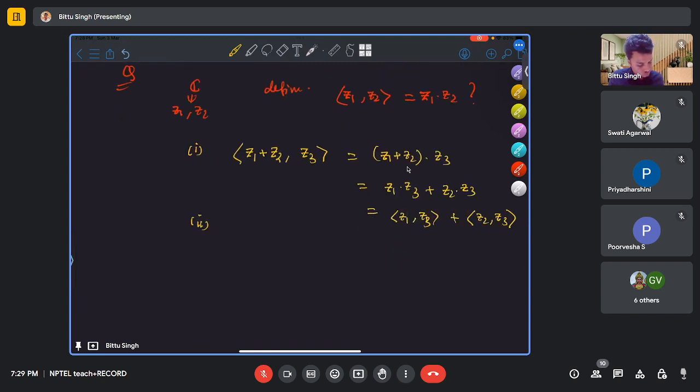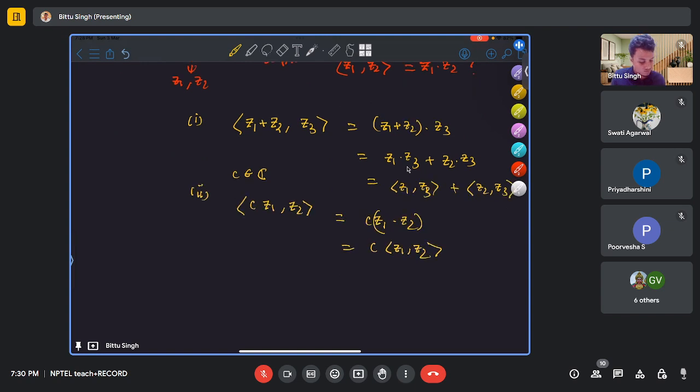Now, if we multiply by some scalar c, a complex number, with z1, then take the inner product with z2. By definition, this is the same as c z1 times z2. And we can pull c out, so it will be c times <z1, z2>, because we can take the bracket here and take c outside. So the scalar property is also satisfied.